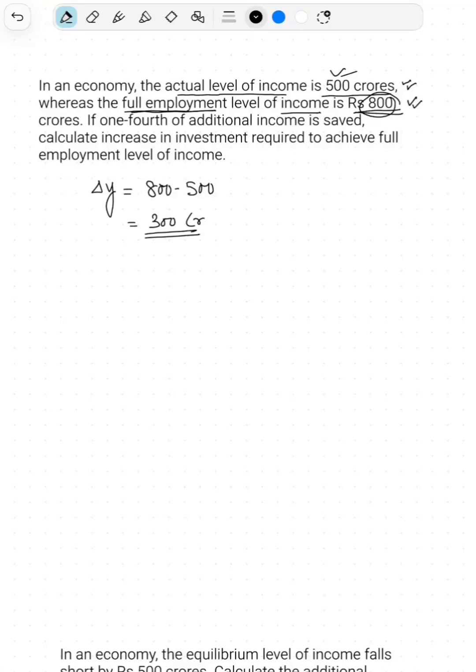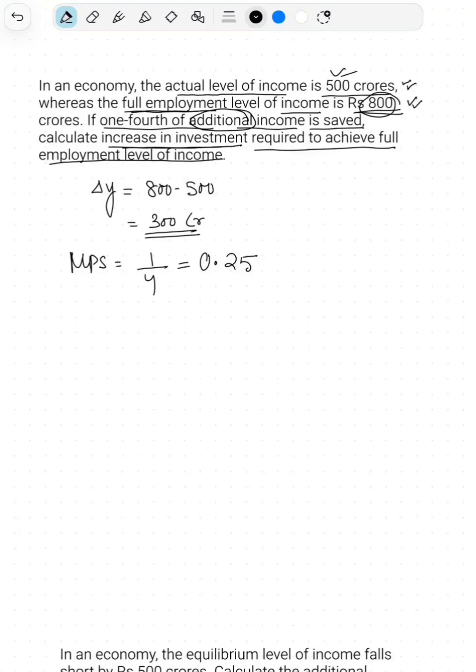So next, if 1/4 of additional income is saved, calculate increase in investment required to achieve full employment level of income. The question says 1/4 of additional income is saved, it means MPS is 1/4. Converting into decimal, it is 0.25. Therefore, MPS is 0.25.